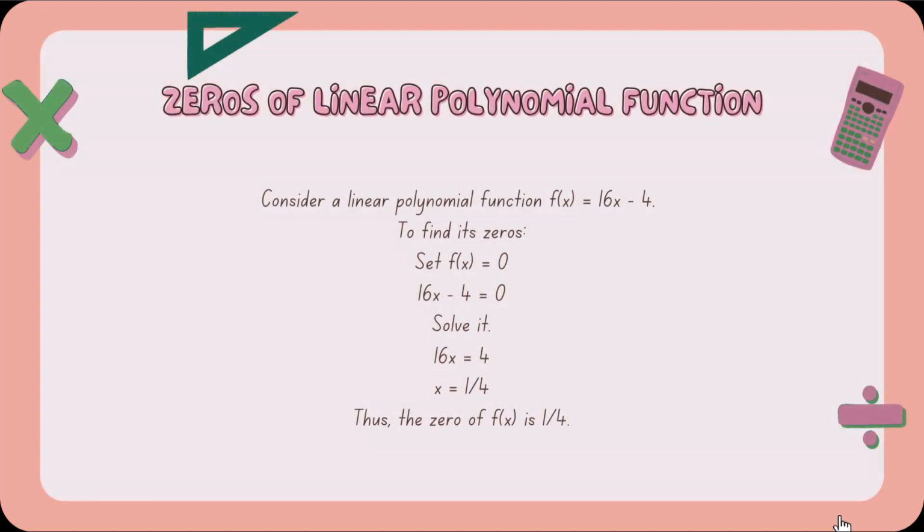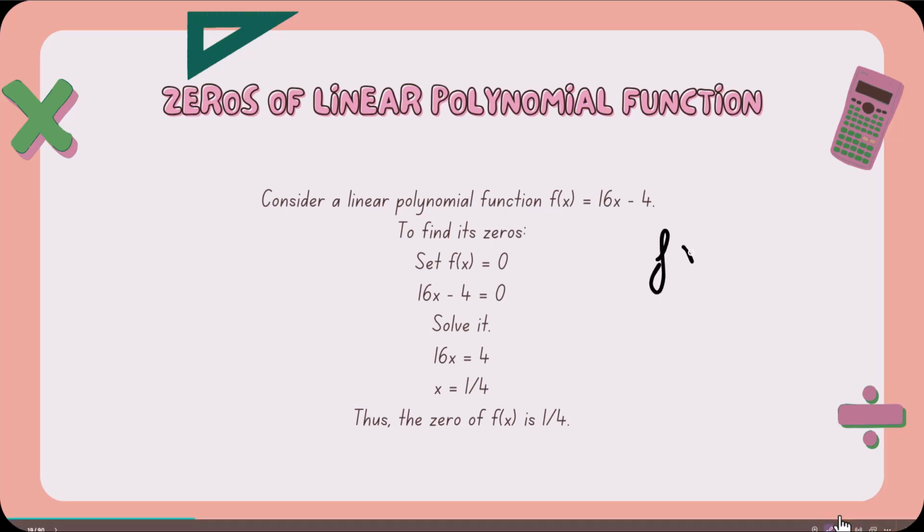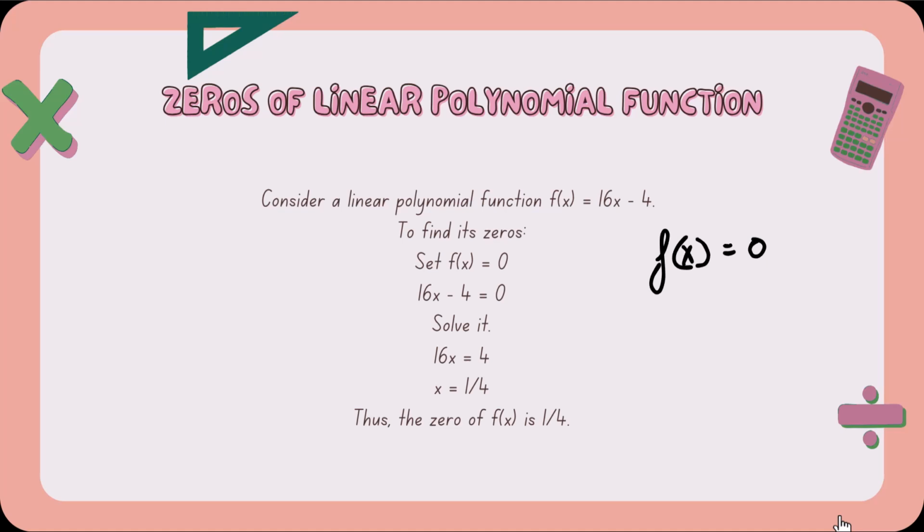So let's see the zero of a linear polynomial function. Consider a linear polynomial f of x is equal to 16x minus 4. How do you find the zero? The zero will be when f of x is equal to 0, so equate it to 0, right? When f of x is equal to 0, that will be the zero of the polynomial. To find it, what you will do is set f of x equal to 0. So 16x minus 4 is equal to 0.